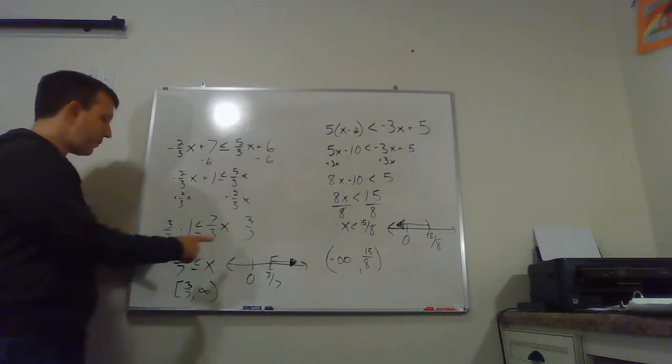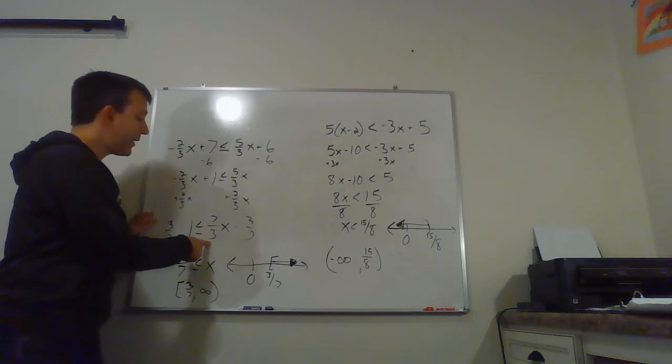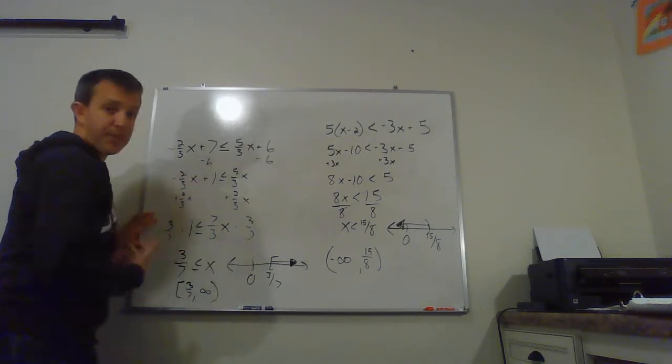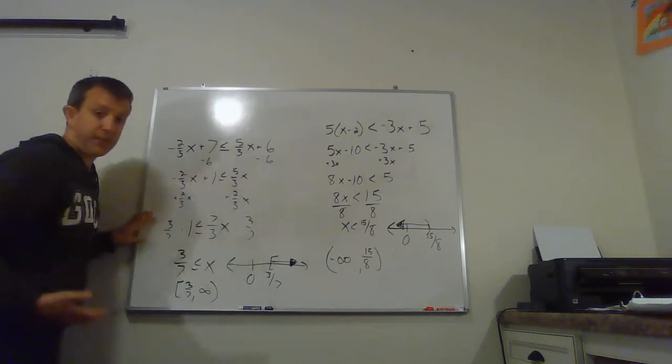Okay, so I multiplied both sides by 3/7. Remember, if you have a fraction on the x, you can always multiply by its reciprocal to get rid of it, right? Because the 3's would cancel, the 7's would cancel, and so they'd be gone.